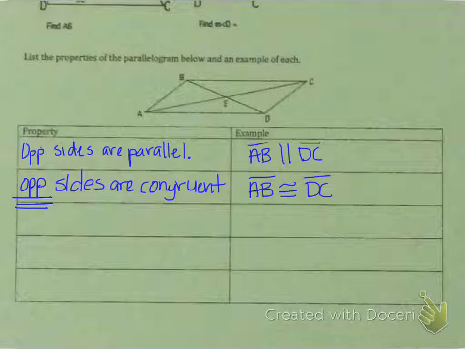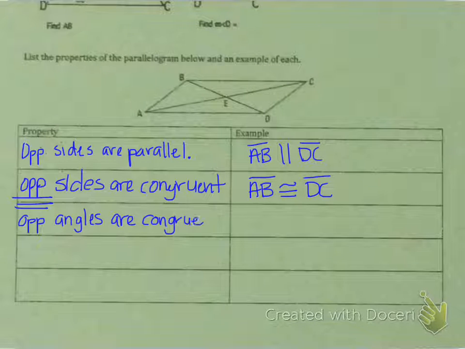Alright, for our next property, I'm going to go with opposite angles are congruent. Okay, I could pick any set of opposite angles. Let's say, for example, I pick A and C. I could use those are congruent, or I can use B and D. I'll go ahead and use B and D. So angle B is congruent to angle D.